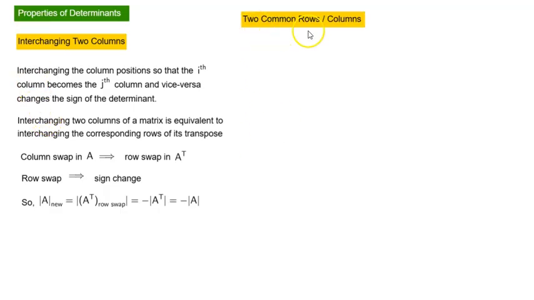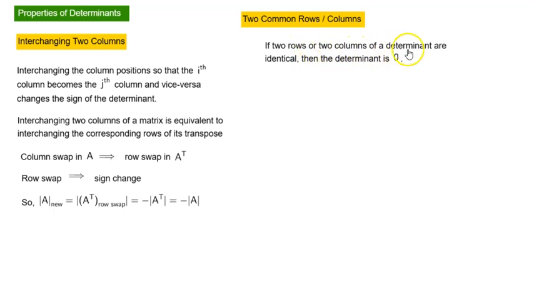Now, two common rows or columns. That means two rows have the same values or two columns have the same values. So, either one of these. If two rows or two columns of a determinant are identical, then the determinant is 0.